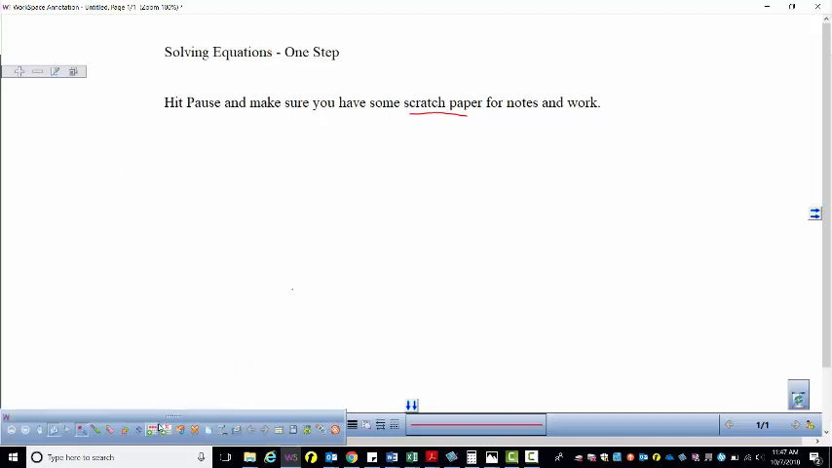All right, so one step equations. Remember, when we solve equations, we're going to have something like m plus 3 equals 1. That's what we're going to have.